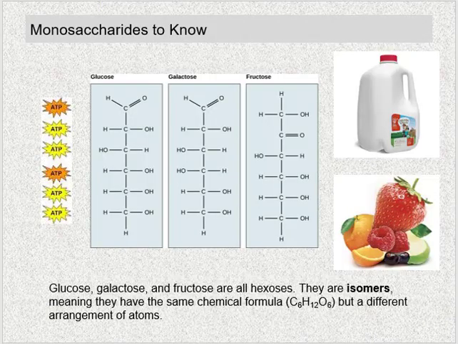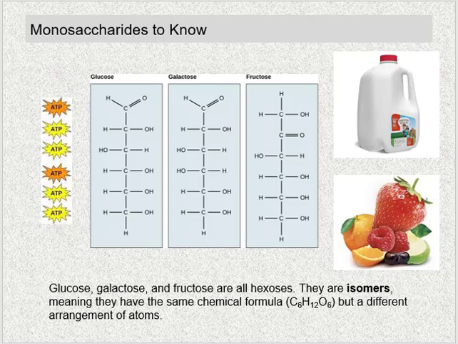3 monosaccharides that are important to know are glucose, galactose, and fructose. They're all isomers, meaning that they have the same chemical formula, but a different arrangement of their atoms. Glucose is an important source of energy for humans. During cellular respiration, energy releases from glucose, and that energy helps to make ATP. Plants synthesize glucose using carbon dioxide and water, and glucose in turn provides energy requirements for the plants.